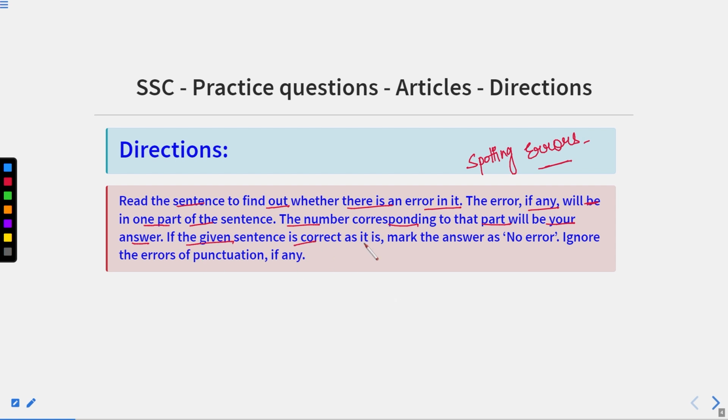If the entire sentence is correct, it is flawless, it means there is no error in the sentence. Mark the answer as no error. That will be the fourth part, that is no error. Ignore the errors of punctuation, if any. We need not see the punctuation marks. We need to check only the errors which are based on grammar, that is articles. Okay. Now let us start the questions.